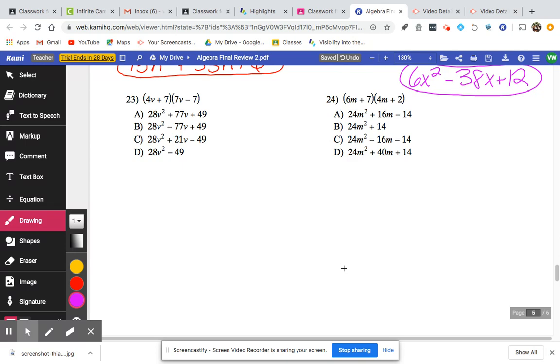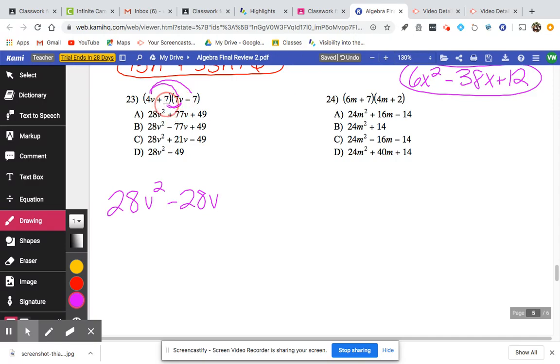Same type of deal. I think I'm going to FOIL 23, and I'll do box for number 24. So once again, your first terms are on the leftmost side of the parentheses. 4 times 7, you get 28. How many n's, or in this case v's, how many v's do you have? It's v squared. Your outers are the ones that are farthest away from one another. 4 times negative 7, minus 28. I've got 1 v after multiplying.